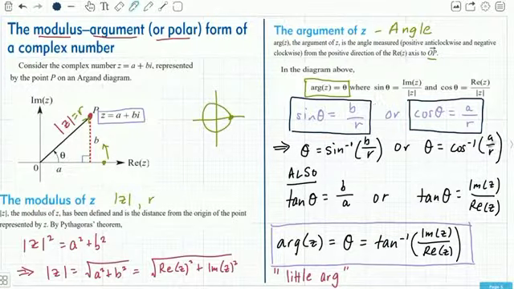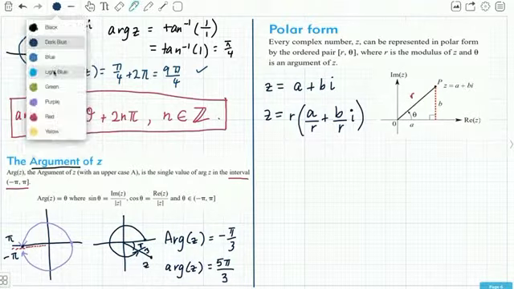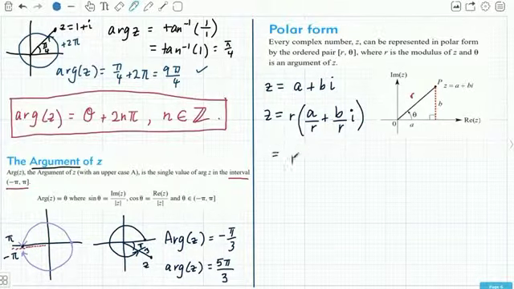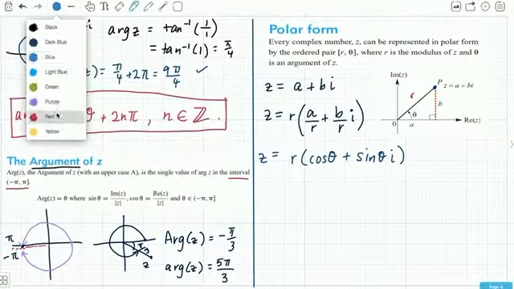So if we use those ideas, we can actually rewrite this now. So we have r out the front. A over r was cos theta, where theta was the angle that our complex number makes with the horizontal axis. And b over r is sine theta. And we still have the i there. And this particular form is what's known as polar form.